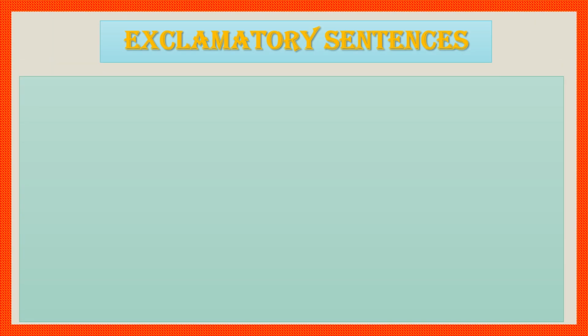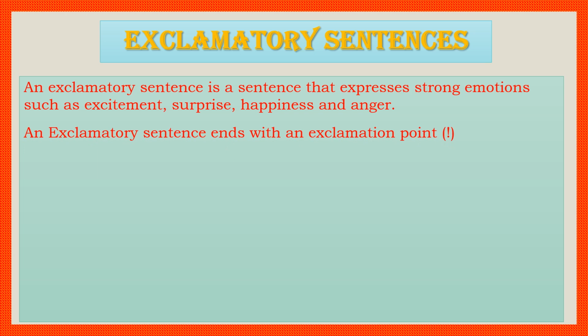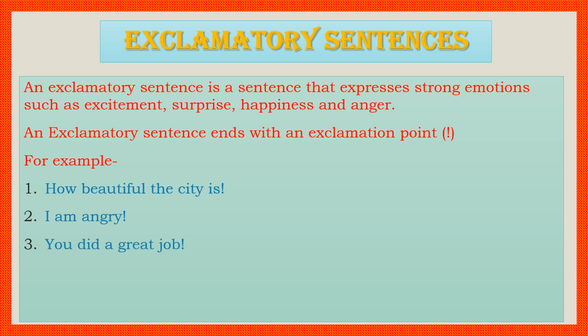On this slide, you will see the next type of sentence, that means the exclamatory sentences. An exclamatory sentence is a sentence that expresses strong emotions such as excitement, surprise, happiness, and anger. An exclamatory sentence ends with an exclamation point. For example, how beautiful the city is. I am angry. You did a great job. You won the prize. And happy birthday, Tina. So these all are the examples of exclamatory sentences.